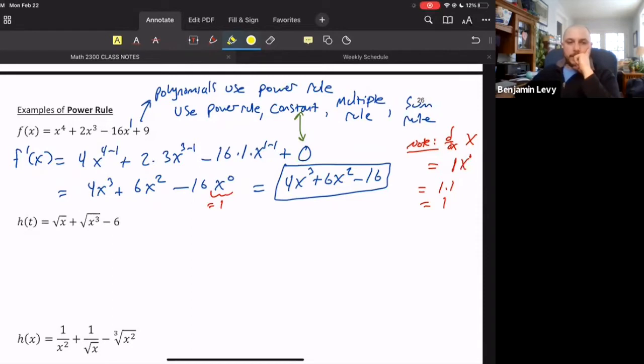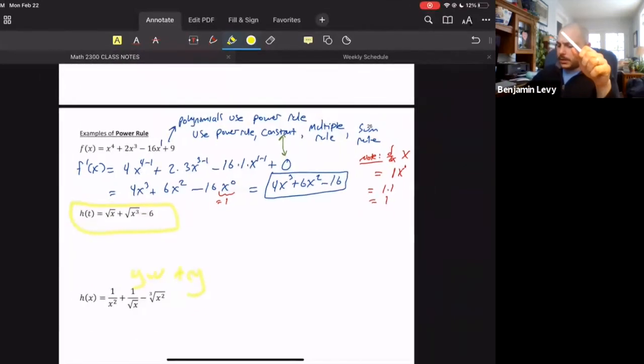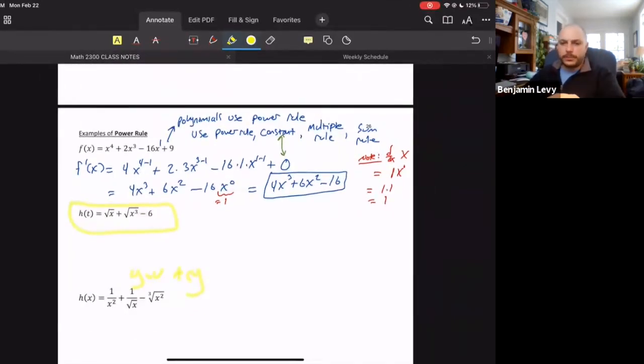I think I'm going to stop here. I think this one will be a good one to start with next time. I'll sort of refresh your memory with that first one, and then I'll let you try the second one, and then we'll start digging into some more rules.